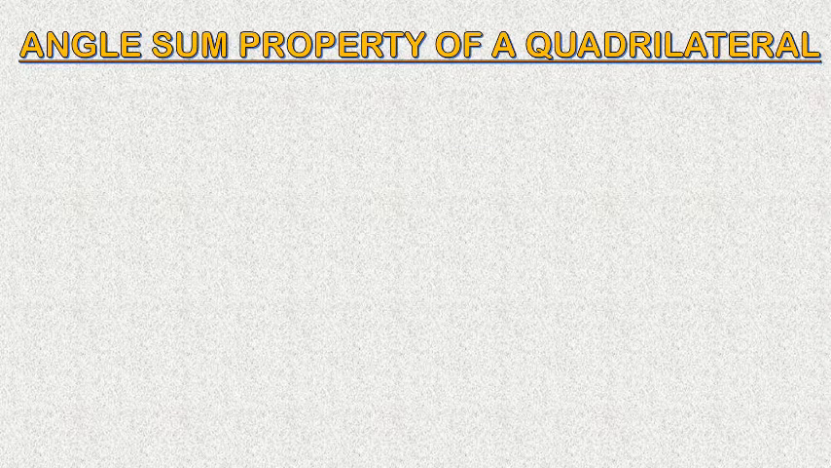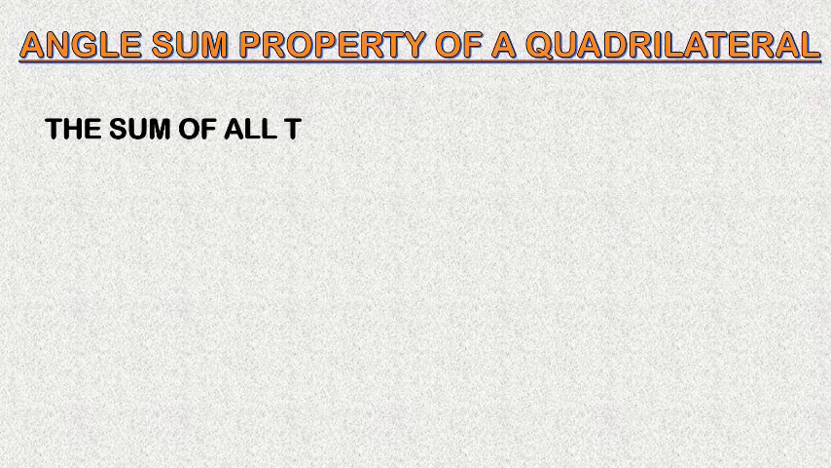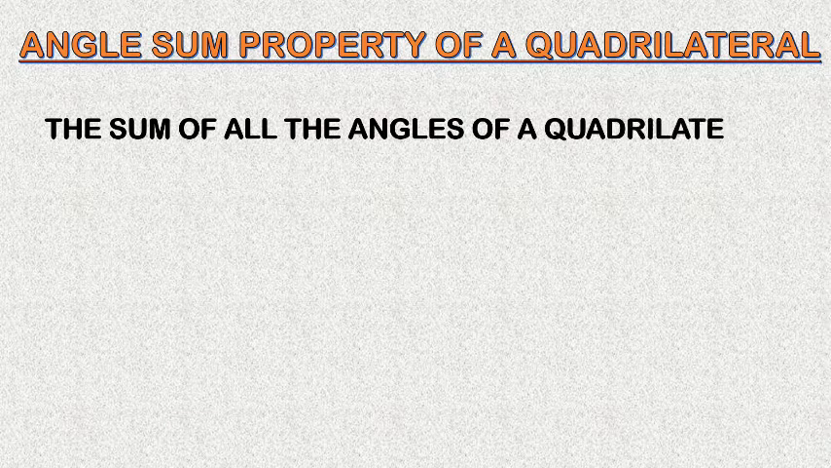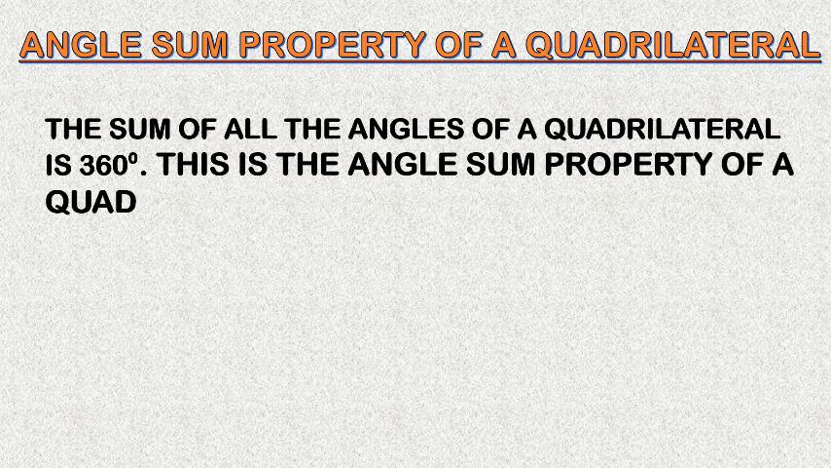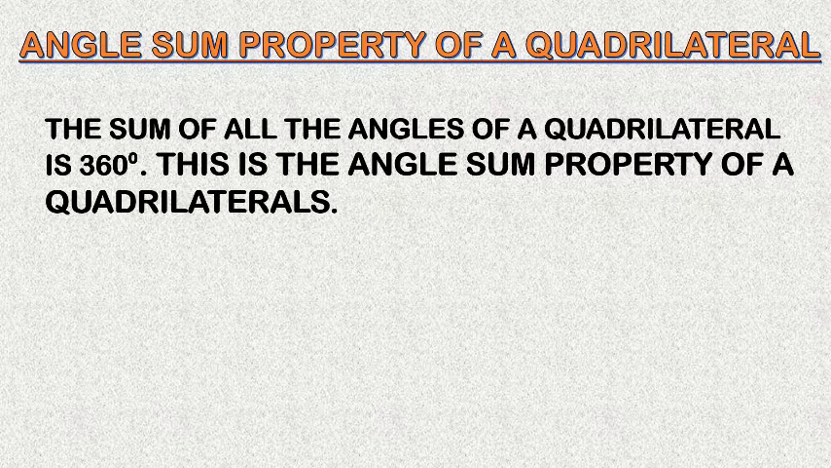In this slide, we'll understand the angle sum property of a quadrilateral. The sum of all the angles of a quadrilateral is 360 degrees. This is the angle sum property of a quadrilateral. Now how can we say that the sum of the angles of a quadrilateral is 360 degrees?